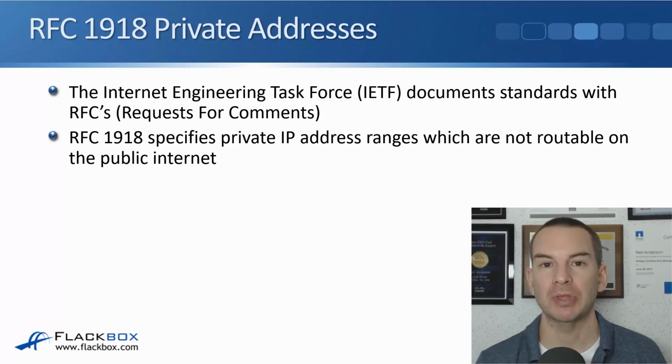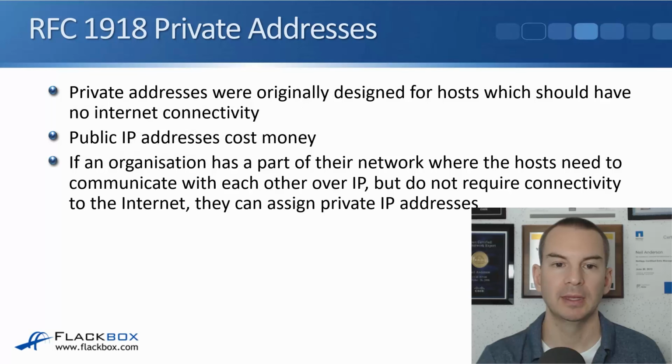First up, our RFC 1918 private addresses. The IETF documents standards with RFCs, and RFC 1918 specifies private IP address ranges which are not routable on the public internet. So if you send traffic with a destination address which is a private IP address out to the internet, then the service provider routers will just drop that traffic.